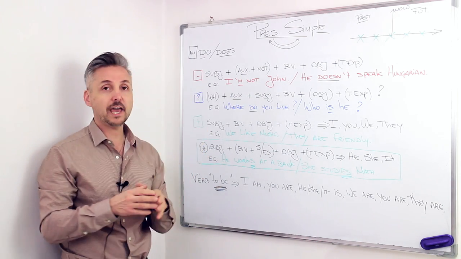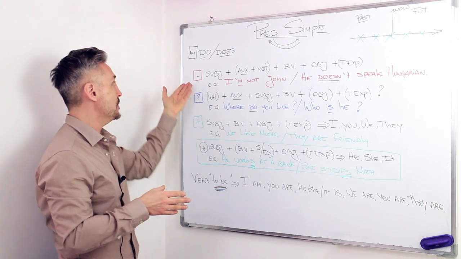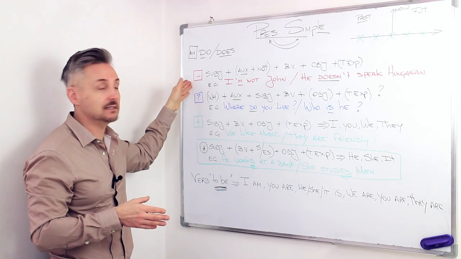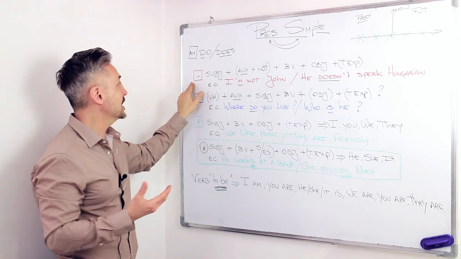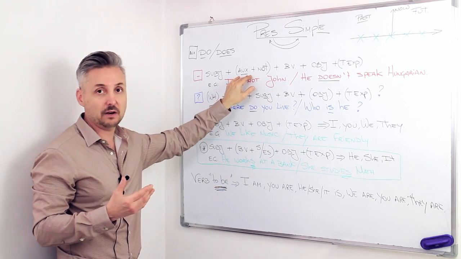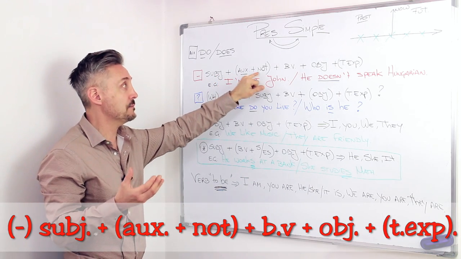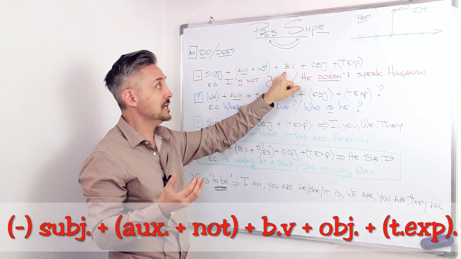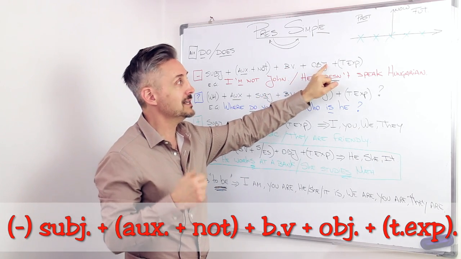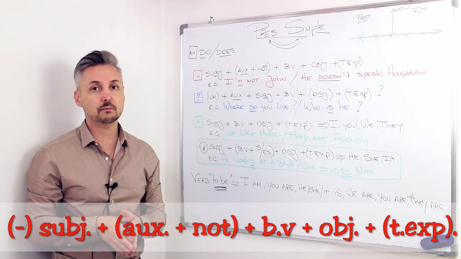So if you look at the first example, the first type of sentence is a negative. And in the negative, we need the auxiliary. So we have the subject first, then the auxiliary plus not, then the base of the verb, then the object, and maybe the time expression.